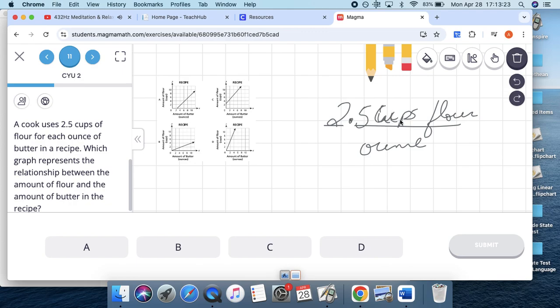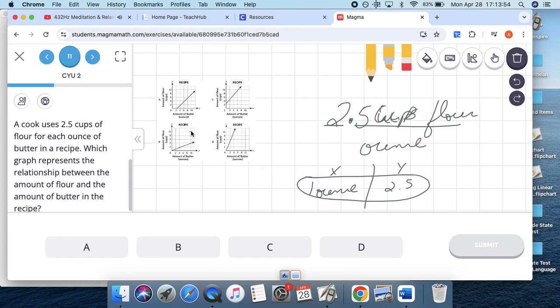cups of flour per ounce, and look at the graph, and the x-axis is the ounce and the y-axis is the flour. So we got to look for a graph where 1 ounce would be the x value, and 2.5 would be your y value, right? So look for which graph has 1 ounce and 2.5.